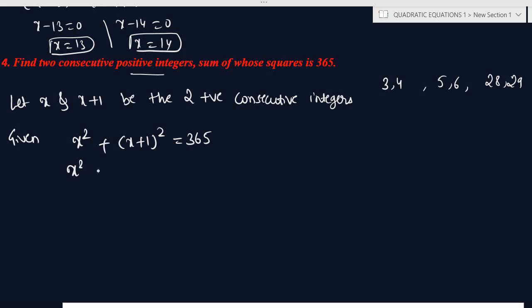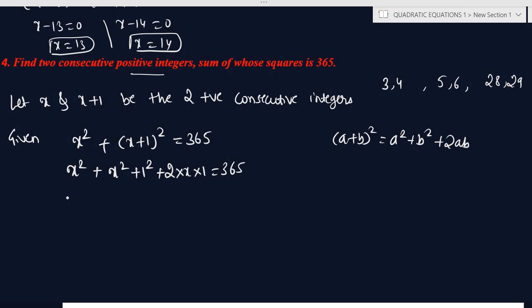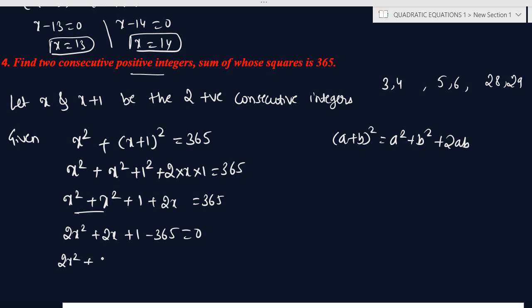Here, for (x plus 1) square, you apply the (a plus b) square formula, that is a square plus b square plus 2ab. So x square plus 1 square plus 2 into x into 1 is equal to 365. X square plus 1 plus 2x is equal to 365. X square plus x square is 2x square, plus 2x plus 1 minus 365 is equal to 0. So 2x square plus 2x minus 364 is equal to 0.